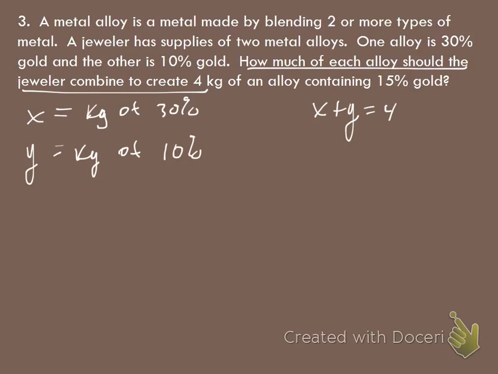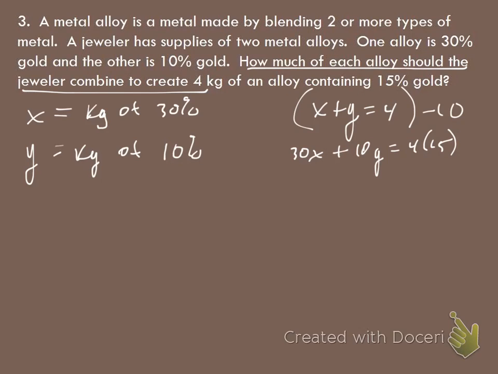Well, each alloy has its own percentage of gold. So each alloy we need to multiply by their percentage, the X, the Y, and the 4, because the 4 has its own percentage of 15.